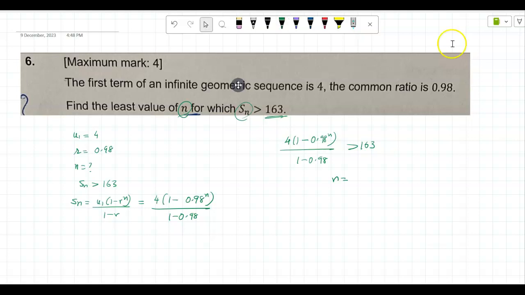Just put in solve. If you put in this, your n is equal to 83.52. I want greater than that, so I'll take n greater than 83.52. So what is the least value of n I'll take? 84. If it was less, then you would take 83.